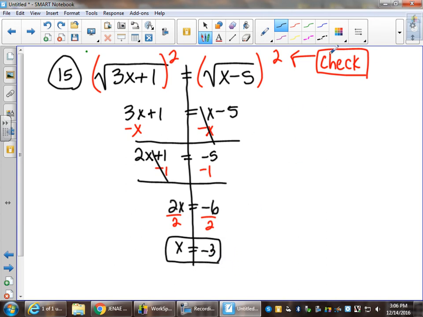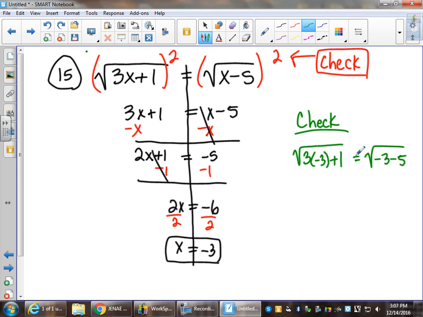Look at my note. I told myself I have to check it, so let's check. Wherever I see x, I'm going to plug in negative 3. So the square root of 3 times negative 3 plus 1 equals the square root of negative 3 minus 5. 3 times negative 3 is negative 9, plus 1 is negative 8, equals the square root of negative 8.